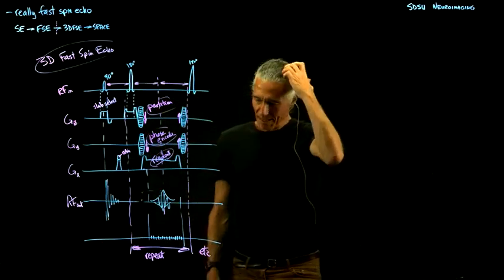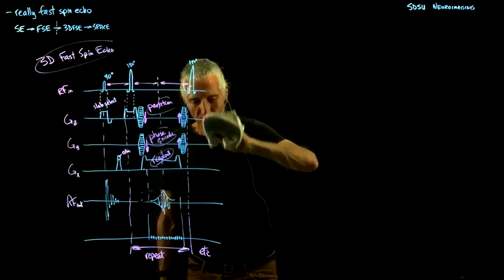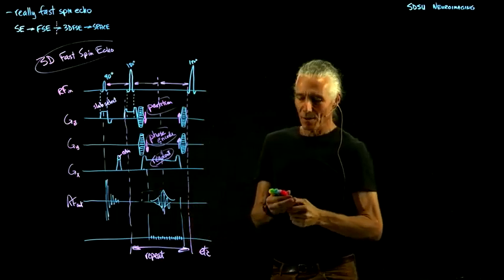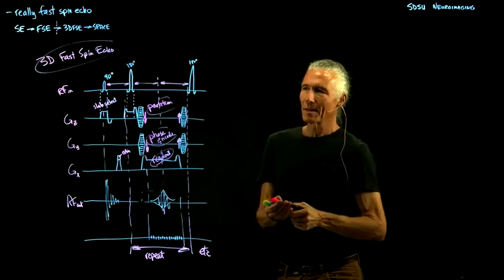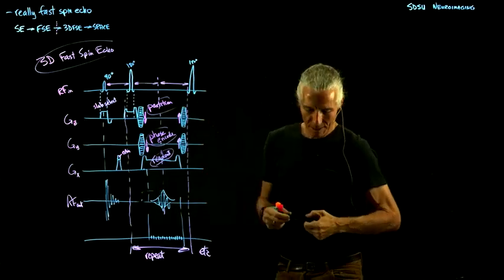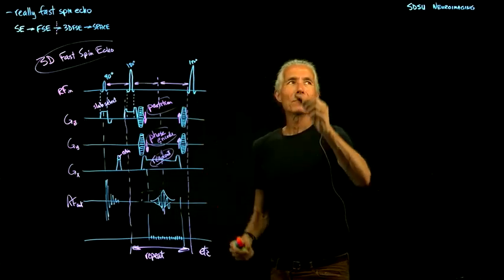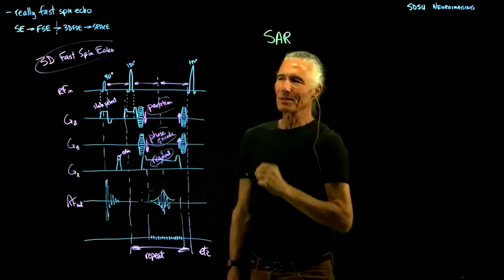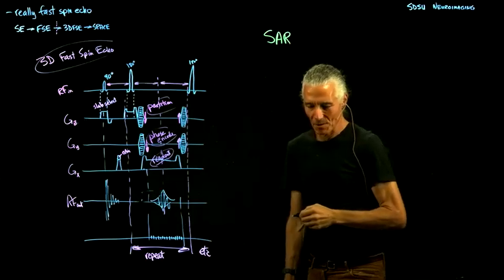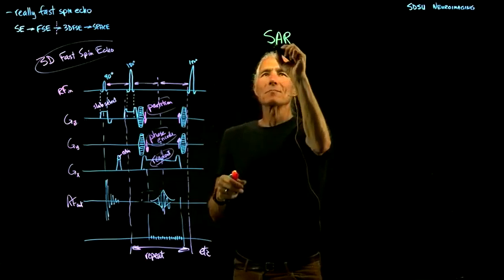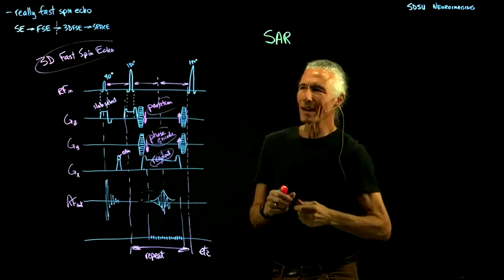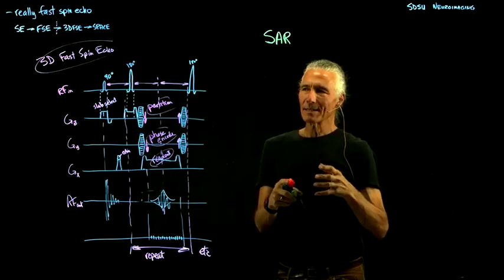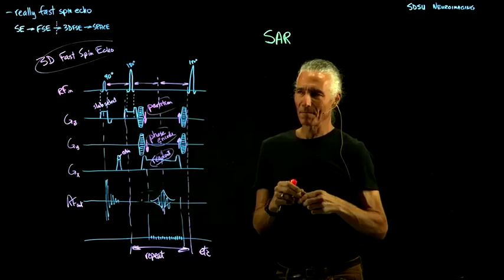So what's the problem with this? Well, one of the problems with spin echo in general is that you have a lot of 180-degree pulses. And one of the problems with that is SAR, which is the specific absorption rate. What does this mean? This means how strongly you are microwaving the subject. And the rules are, you can only raise the temperature of the subject by about 1 degree.